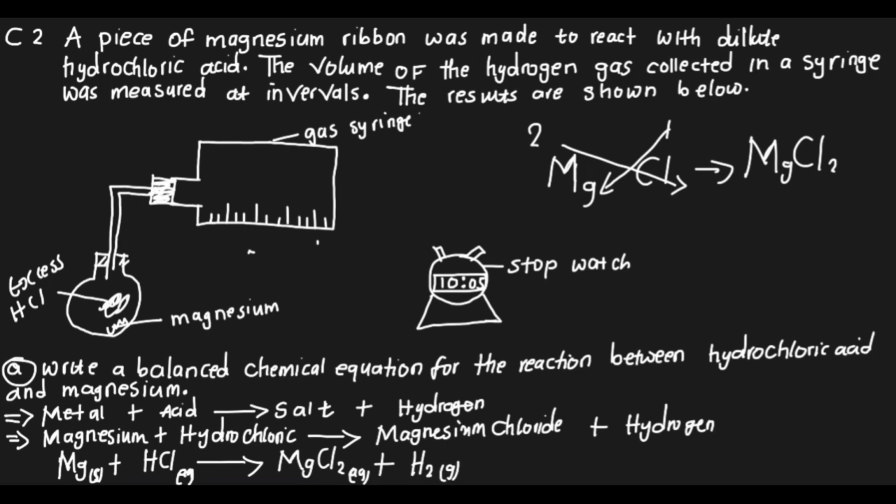Now for the remaining part, we need to balance this equation. From the product side, we can see that we have 2 atoms of hydrogen, while there is 1 atom of hydrogen on the reactant side. So what are we going to do? We need to put 2 here. Now this 2 also affects chlorine, so we now have 2 atoms of chlorine on both sides. So our equation is now balanced.